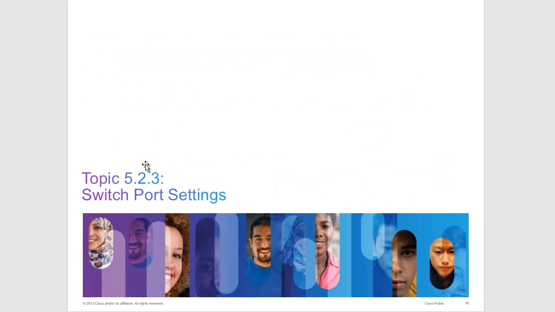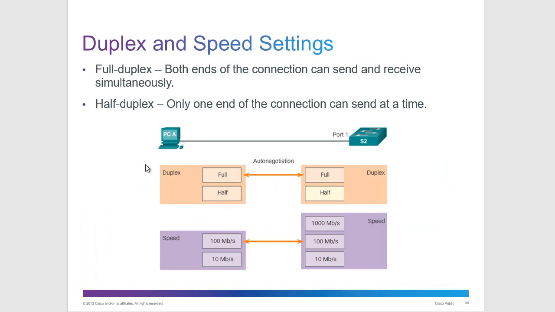Alright, we got switch port settings. You've got full duplex and half duplex, which we've talked about: the ability to send and receive at the same time versus only send. So you've got duplex settings and speed settings that we can set up on our devices, on our switches. We will do that in a lab.